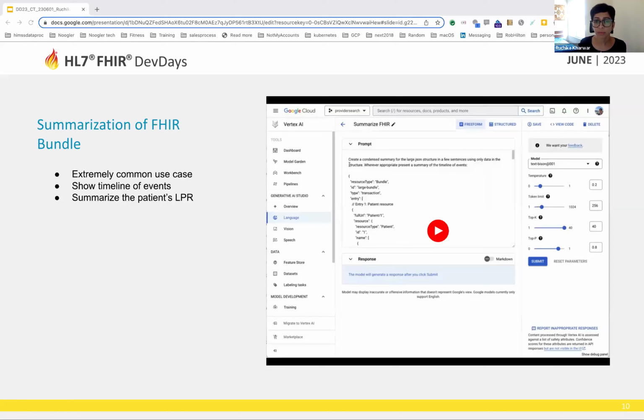So ideally, a very low temperature limits the creativity. Top K and top P are used for limiting the results based on probability and number of tokens. The token limit being the amount of output you want to see.